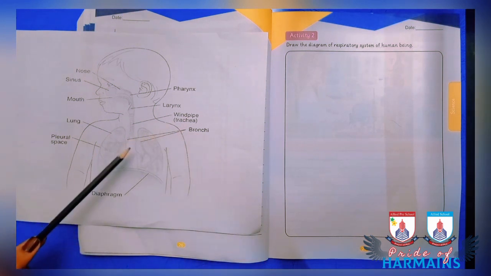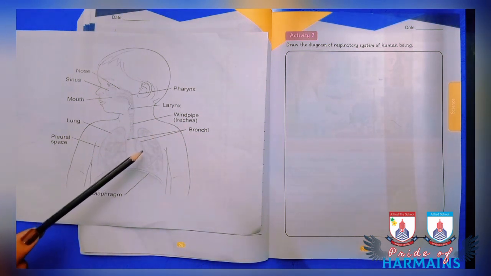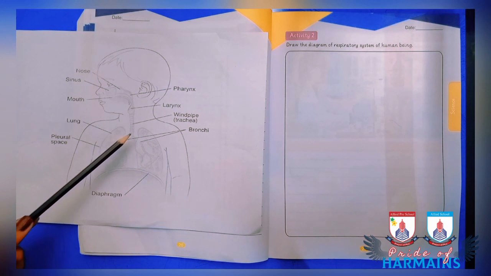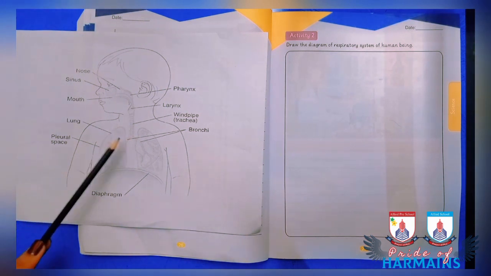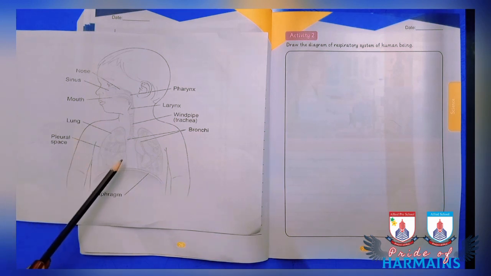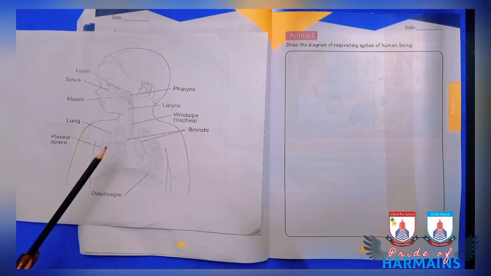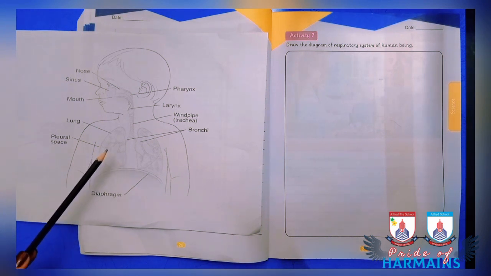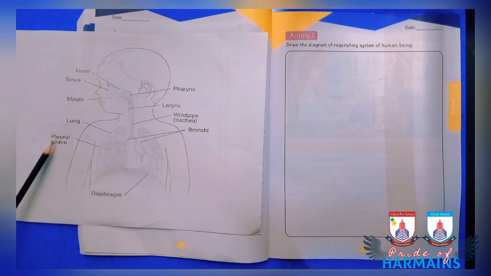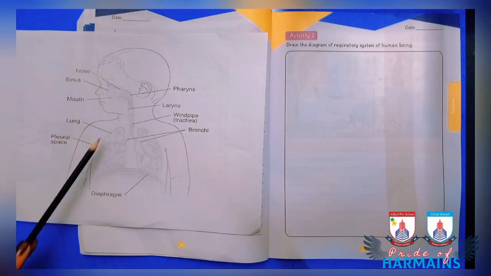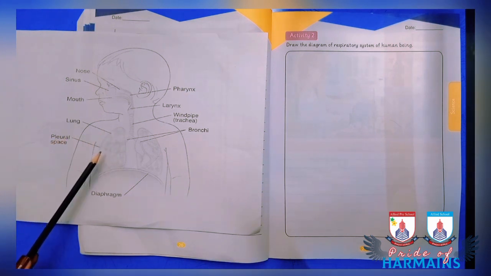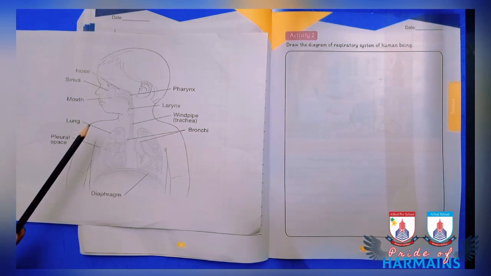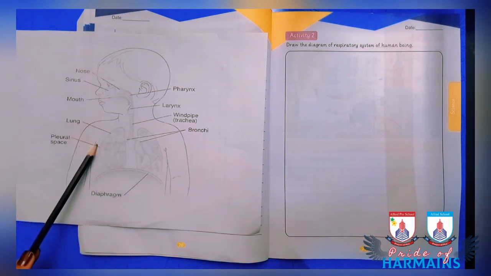Then coming toward the next part, that is the bronchi. Bronchi are usually the tubes into which the trachea divides and enters each lung. Lungs, as you all know, are organs that help in respiration or the exchange of gases that occurs in our body. The pleural space that is mentioned over here is the space or lining that separates lungs from the outer chest area.